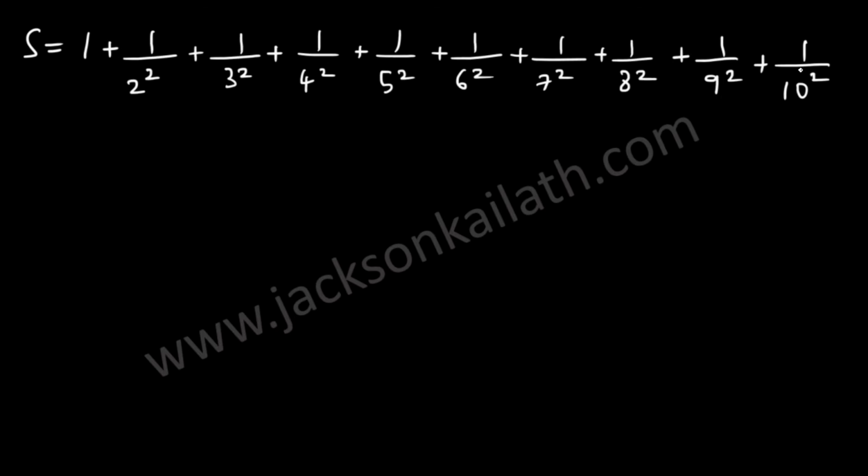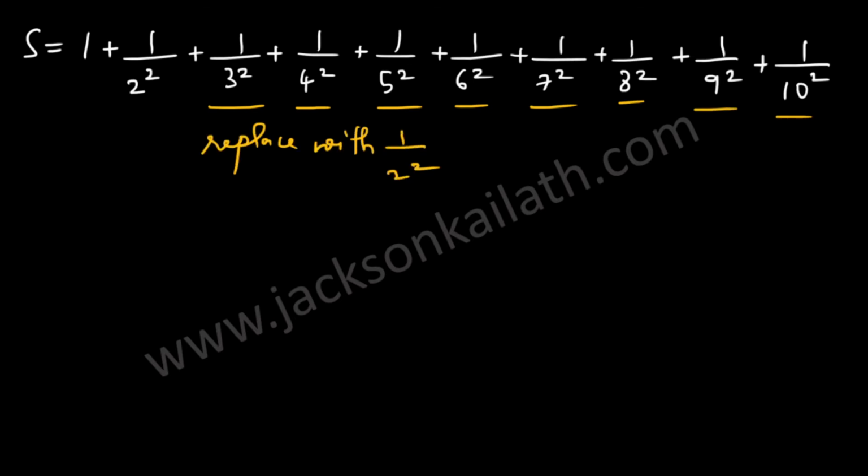Option B says s is equal to 3, option D says s is equal to 2, and the other options talk about a range for the value of s. So again, it's a question based on identifying the upper limit or the lower limit of s. All right, so over here, if you replace each of these with 1 by 2 square, I'm replacing each of these values with this value over here. So 1 by 2 square is greater than each of these values.